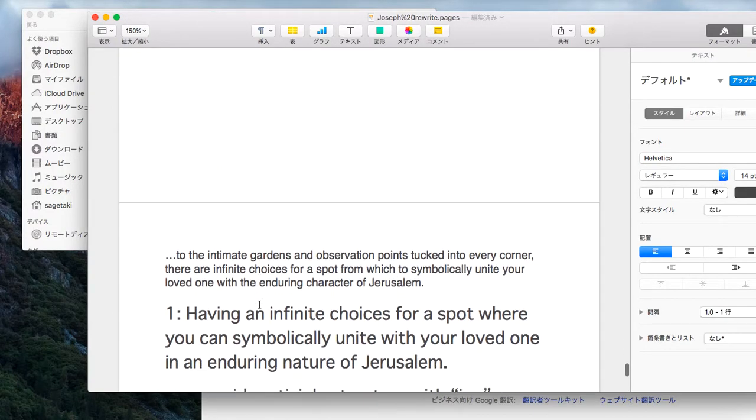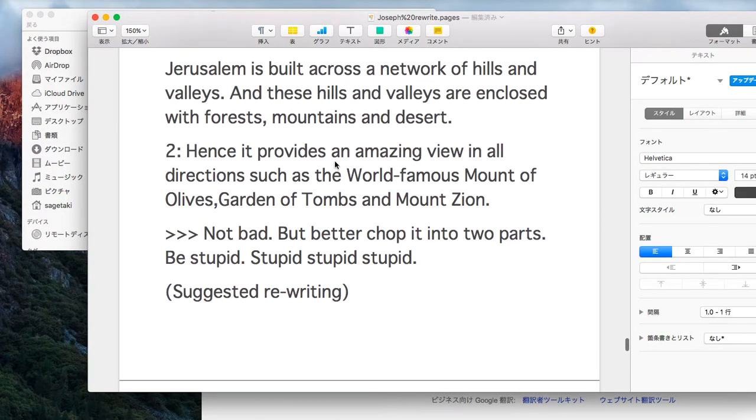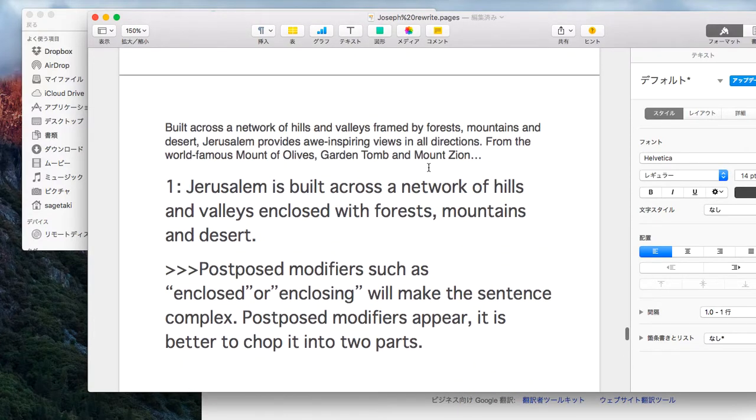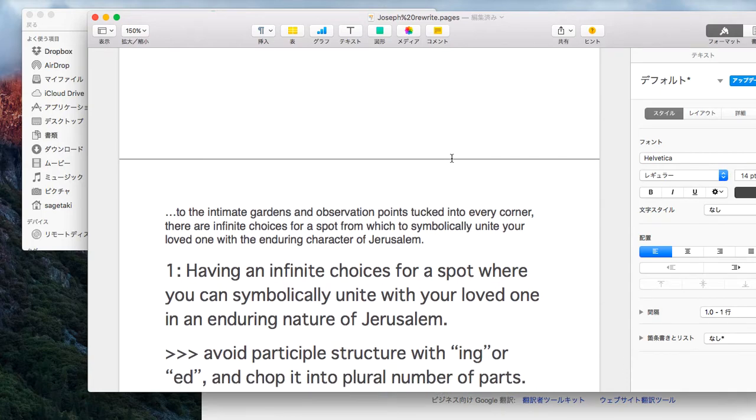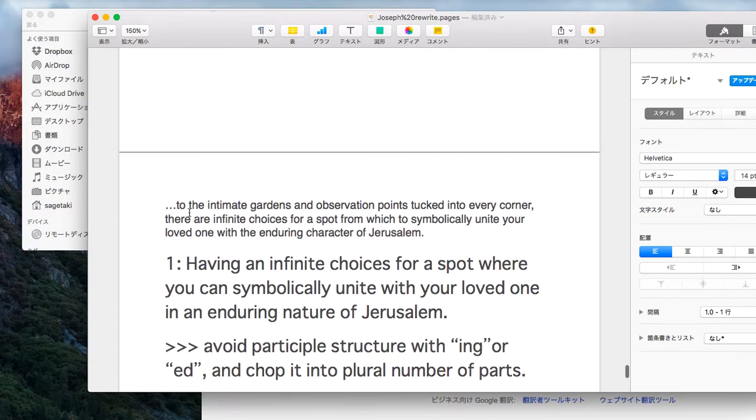Let's move on. After the word Zion here, we had the postposition here to the preposition here, to the intimate gardens and whatever. Let me read it aloud for you. To the intimate gardens and observation points tucked into every corner, there are infinite choices for spots from which to symbolically unite your loved one with the enduring character of Jerusalem.